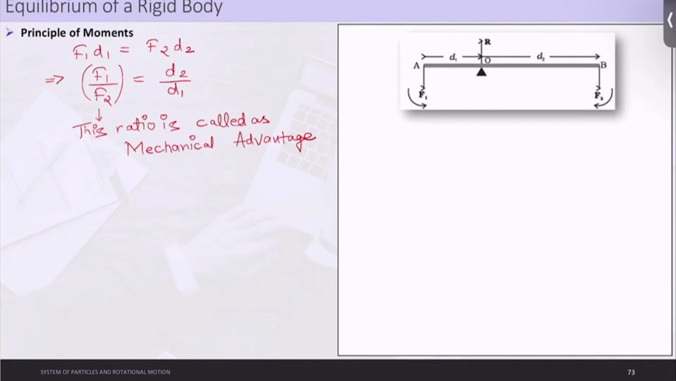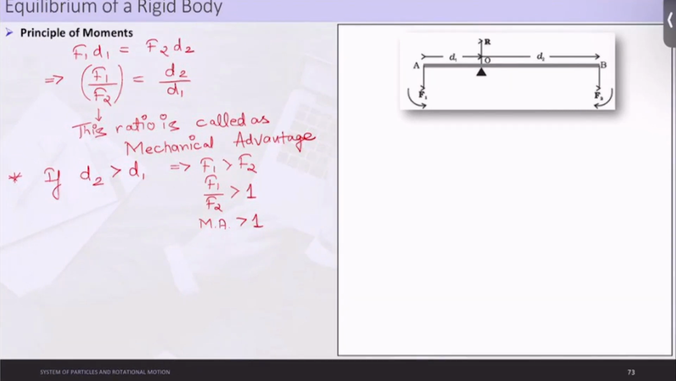Now let us try to understand this. Let us take the first case: if D2 is greater than D1, then what can we say? We can say that F1 is greater than F2, or F1 by F2 is greater than 1, or that the mechanical advantage is greater than 1. So what does it basically mean? It means that a small effort can be used to lift a larger load.